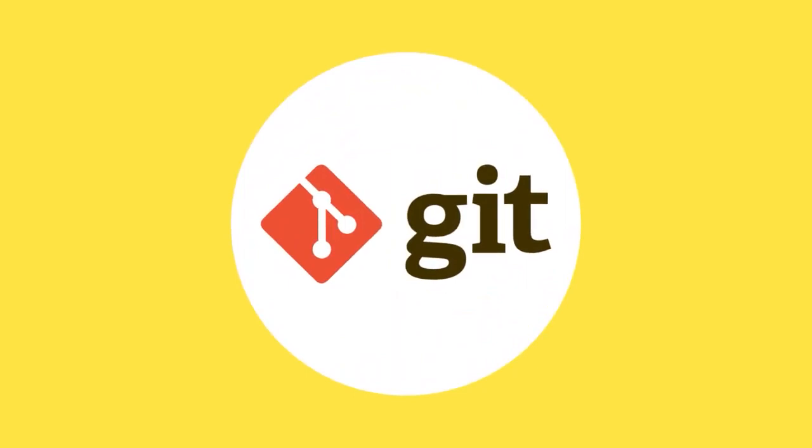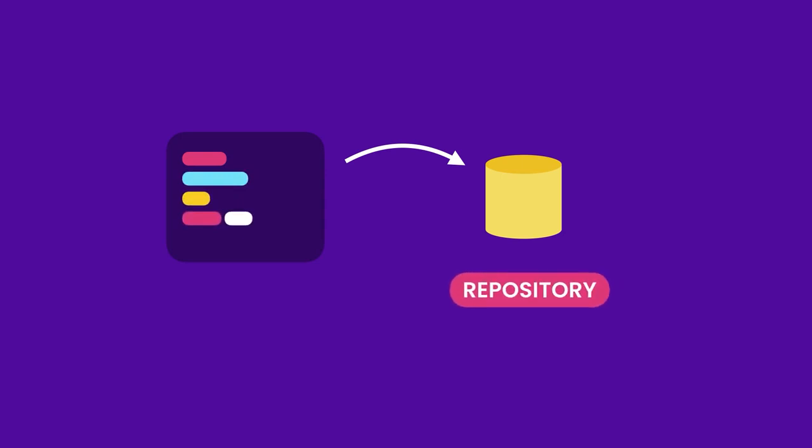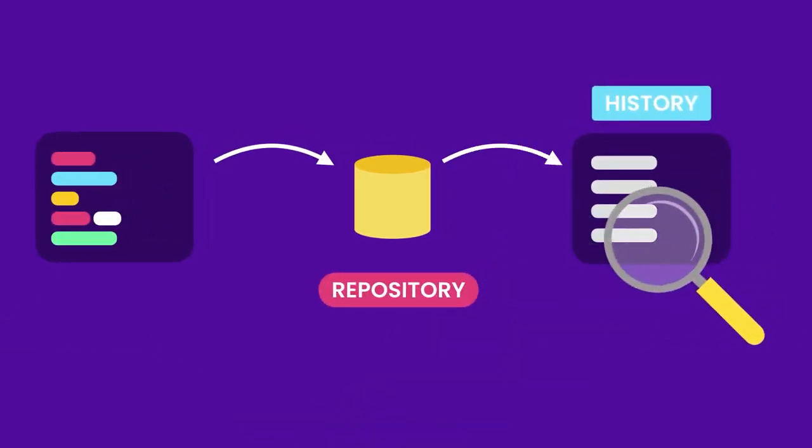So what is Git and why is it so popular? Git is the most popular version control system in the world. A version control system records the changes made to our code over time in a special database called a repository. We can look at our project history and see who has made what changes, when, and why. And if we screw something up, we can easily revert our project back to an earlier state.